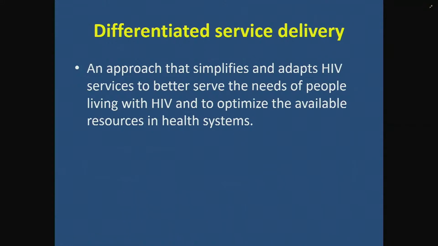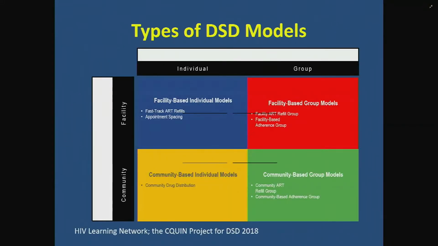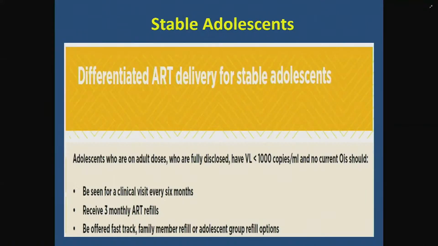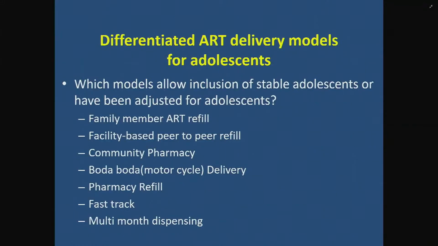So as we talk about differentiated service delivery, it's important for us to appreciate that it has to be personalized. Whereas there are facility-based individual models like fast tracking the patient and appointment spacing, and community-based models, which also include the boda boda delivery model, and then the facility-based group models, which include adherence clubs and community refills. All these types of differentiated models should be tailored to the adolescent. And if you don't tailor these DSDs, you're going to lose the adolescent.